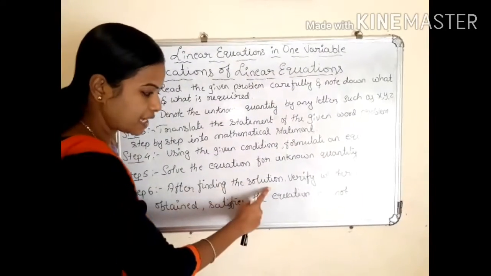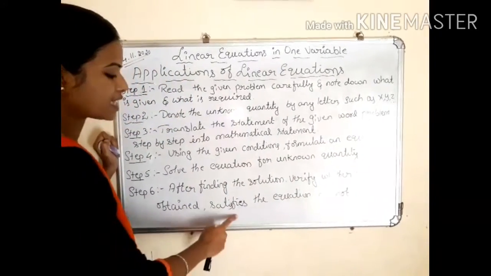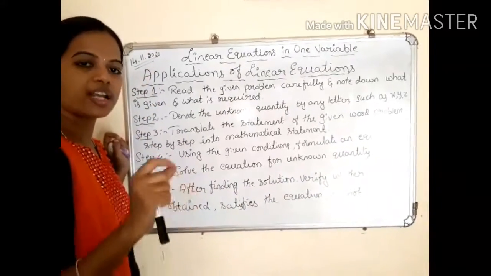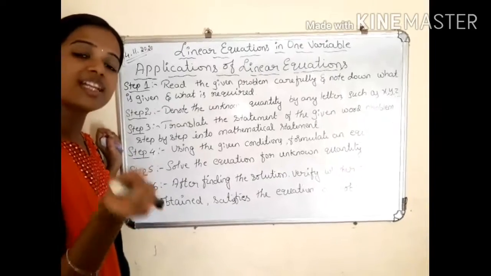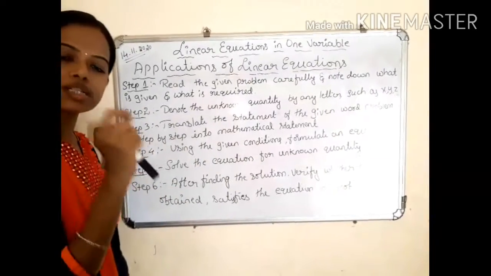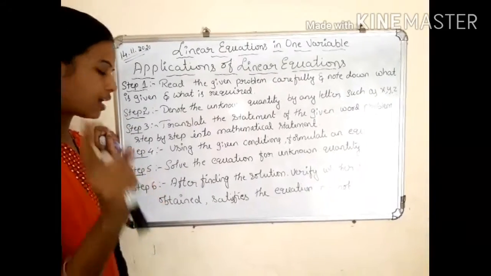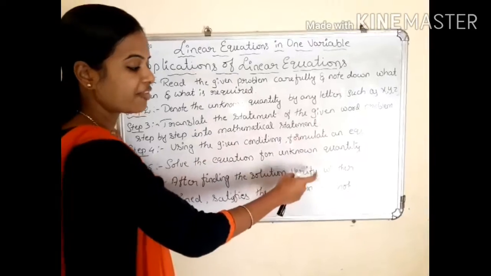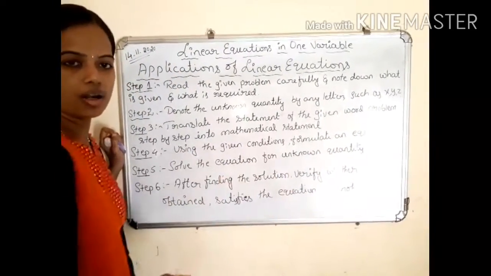After finding the solution, verify whether the solution obtained satisfies the equation or not. After finding the solution, for example, whatever x value you got, whether that answer is correct or not, whether it suits our problem or not, that you have to check. That comes under step 6.